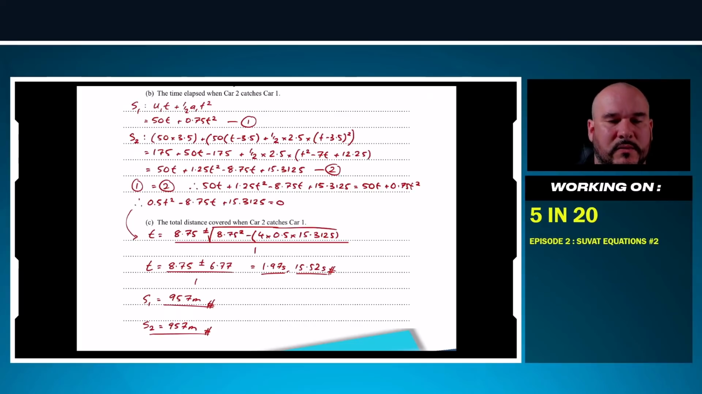Now if you plug that 15.52 seconds into either of the displacement equations that we've come up with in part B, both displacement for 1 and 2 is 957 meters. So the time it takes is about 15.5 seconds and the total distance covered is about 960 meters. All right, so there we go. Question 3 done. On to the final two questions. We're running a little bit behind. Let's see if we can catch up.